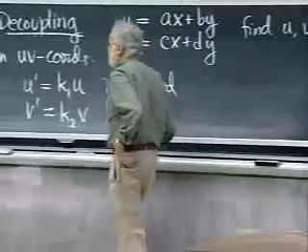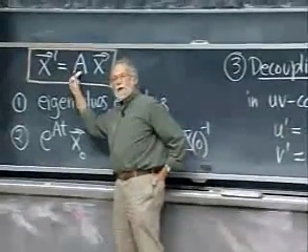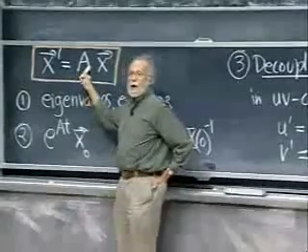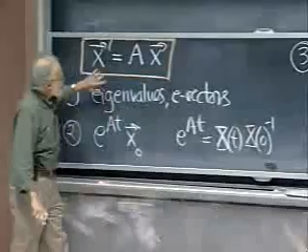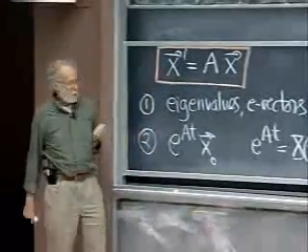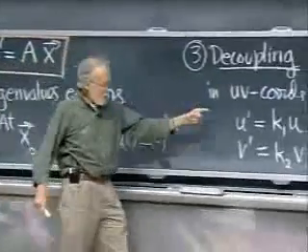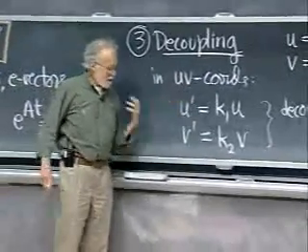Coupled means that the x and y occur in both equations on the right-hand side, and therefore you cannot solve separately for x and y. You must solve together for both of them. Here I can solve separately for u and v, and therefore the system has been decoupled.